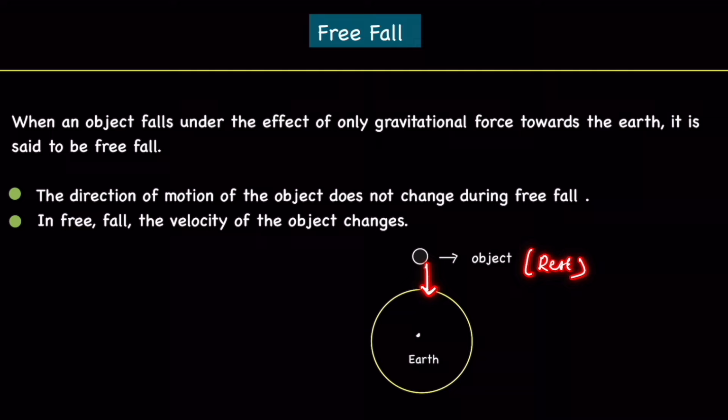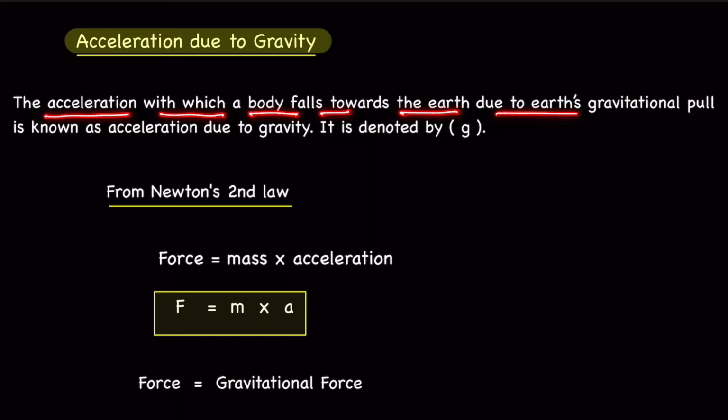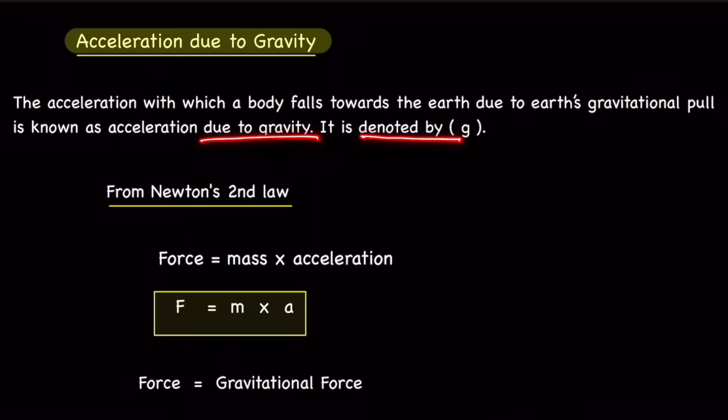For better understanding, now we'll study about the acceleration due to gravity. Acceleration due to gravity is defined as the acceleration with which a body falls towards the earth due to the earth's gravitational pull. It is denoted as a small g.